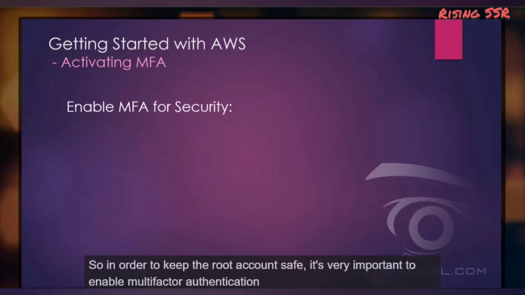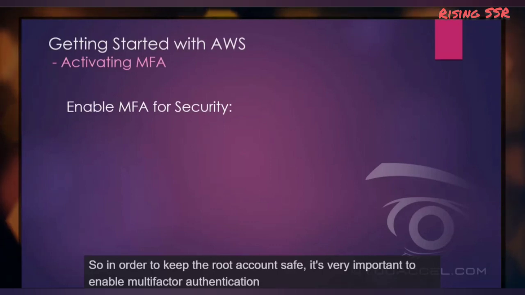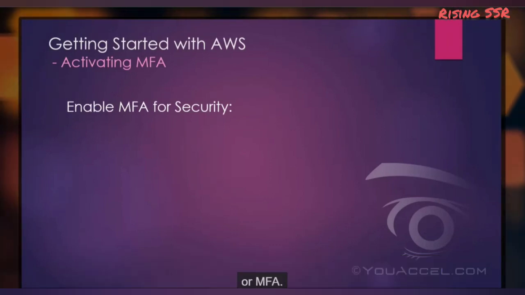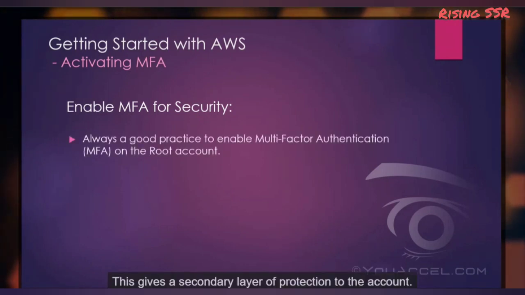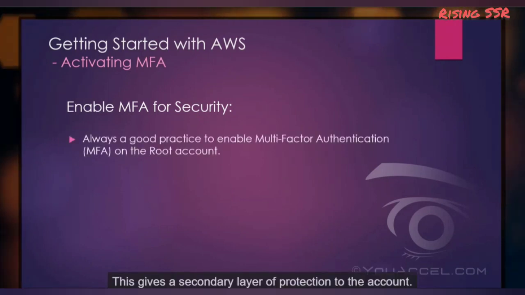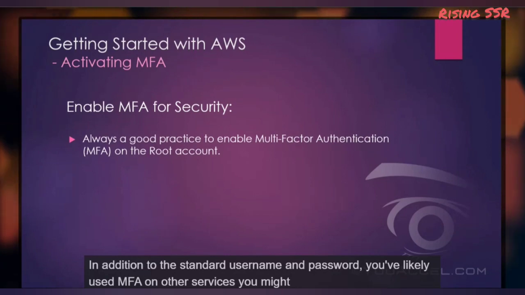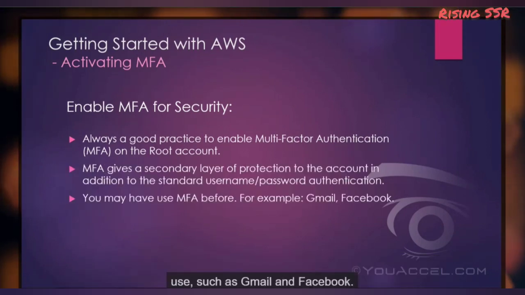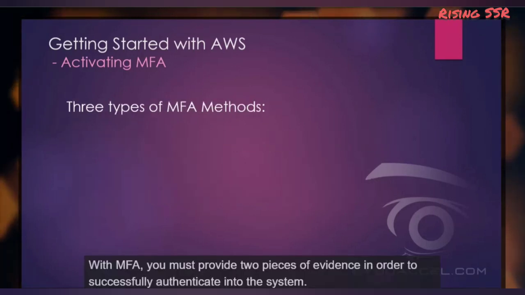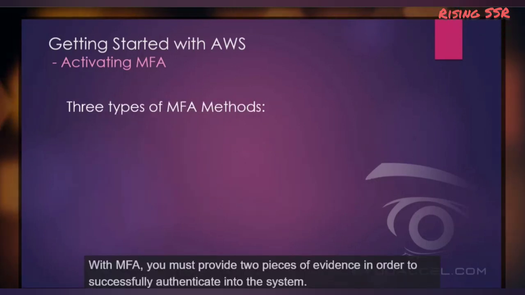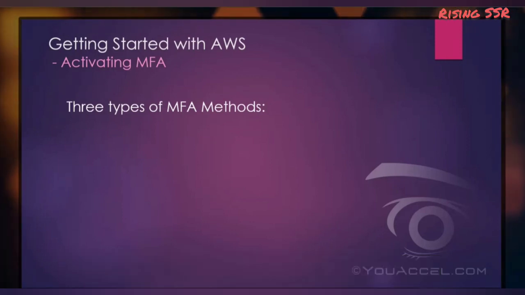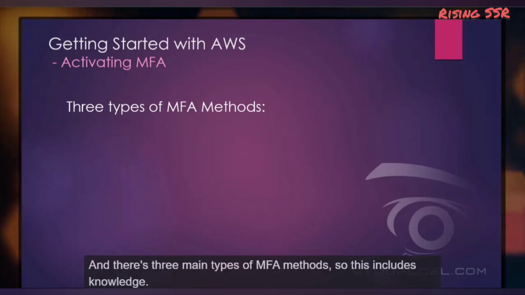So in order to keep the root account safe, it's very important to enable multi-factor authentication, or MFA. This gives a secondary layer of protection to the account in addition to the standard username and password. You've likely used MFA on other services you might use, such as Gmail and Facebook. With MFA, you must provide 2 pieces of evidence in order to successfully authenticate into the system. And there's 3 main types of MFA methods.